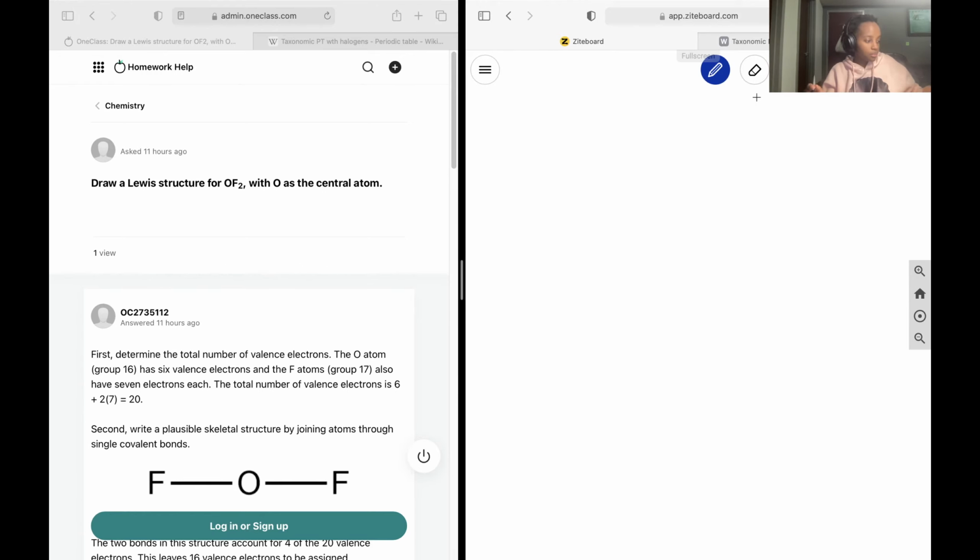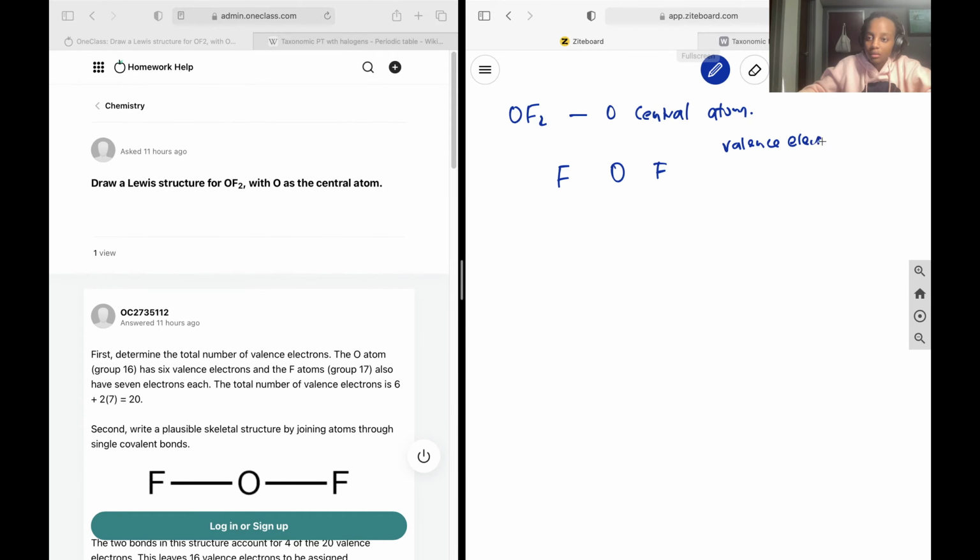Okay, next up, we'd like to draw the Lewis structure of OF2 with O as our central atom. Let's just write that out. Again, we need to remember valence electrons. O contributes 6, and there's only 1. F contributes 7, and there's 2. So that's going to be 14 plus 6, which is going to give us 20.